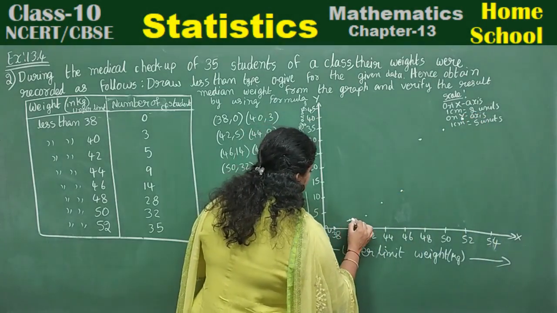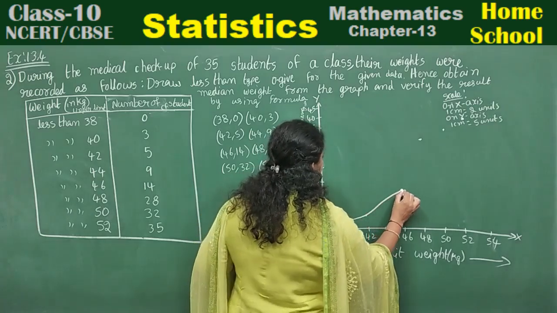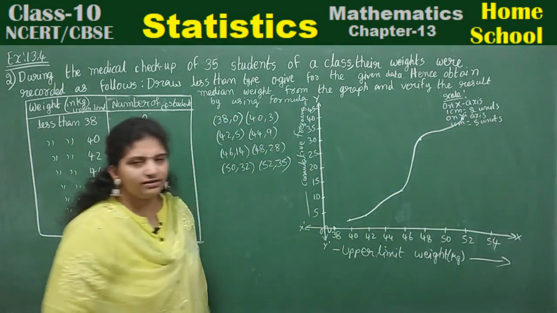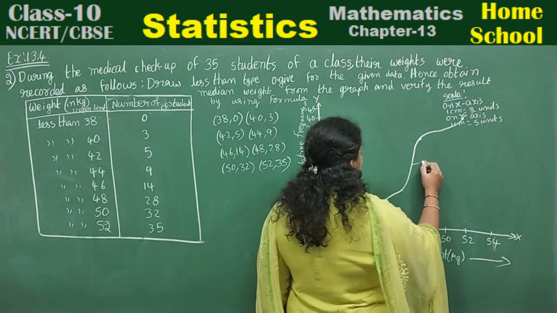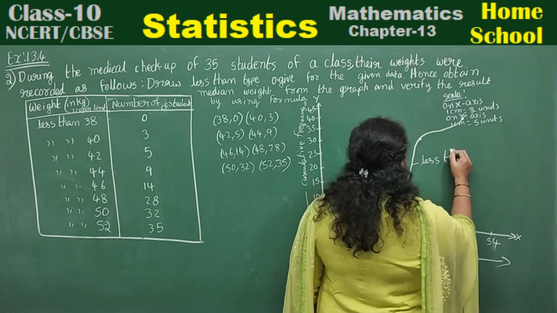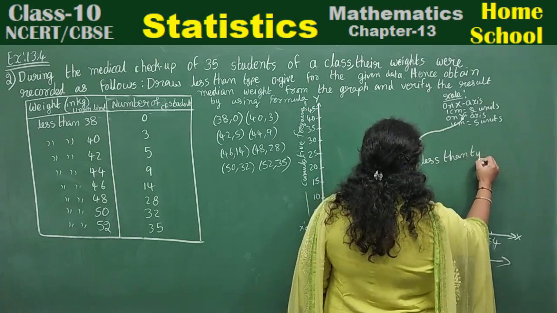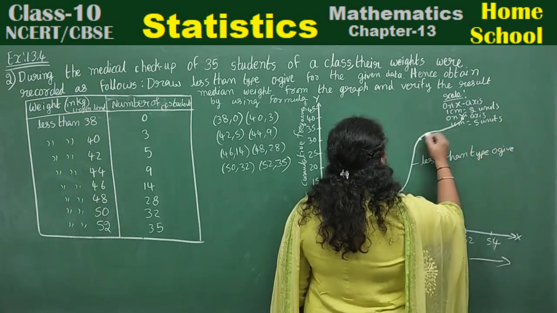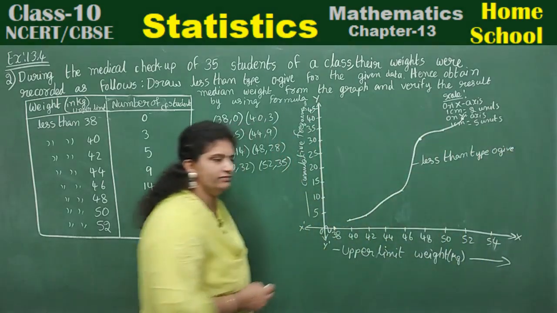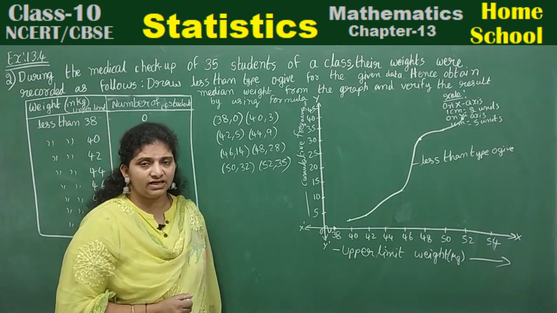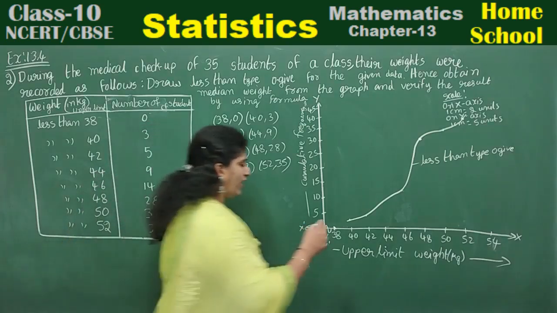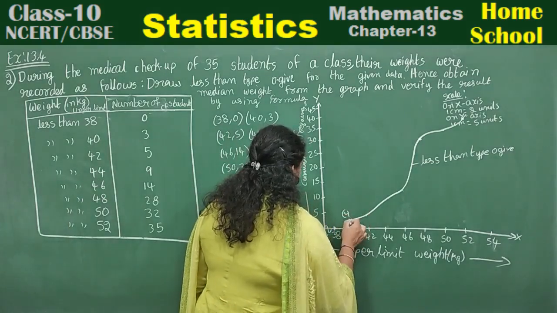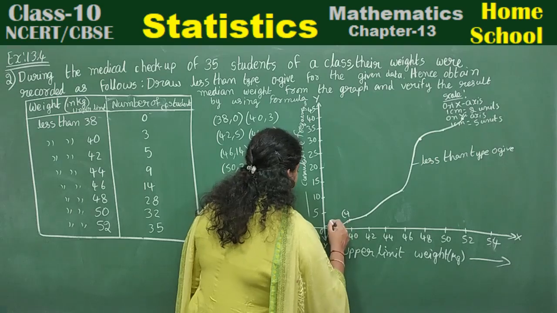So let's plot the graph with free hand. You can draw these curves free hand. Okay, this is less than type ogive, or you can say this is a cumulative frequency curve. Cumulative frequency curve also you can say. And write the coordinates. Here the curve starts from 38, no?